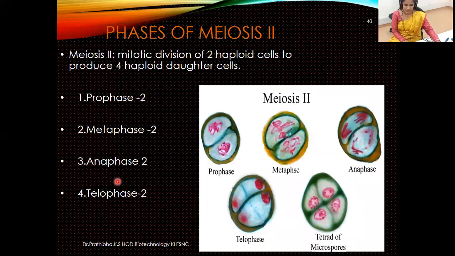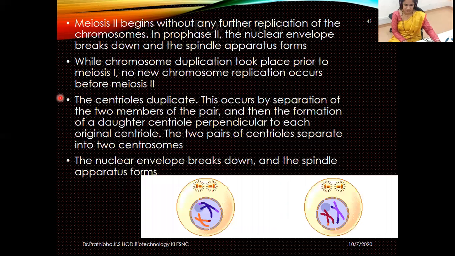And further, in the phases of meiosis second, the division of two haploid cells produces four haploid daughter cells. Here you can see the different stages like prophase 2, metaphase 2, anaphase 2, and telophase 2, and a tetrad of microspores can be seen. Meiosis second begins without any further replication of the chromosomes.